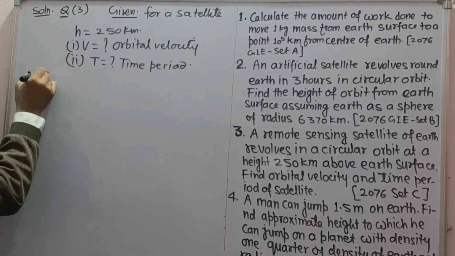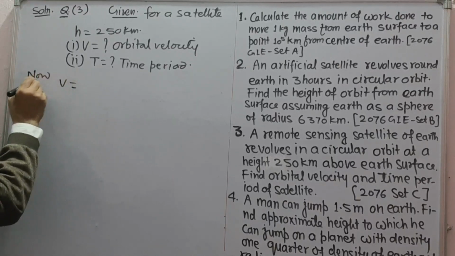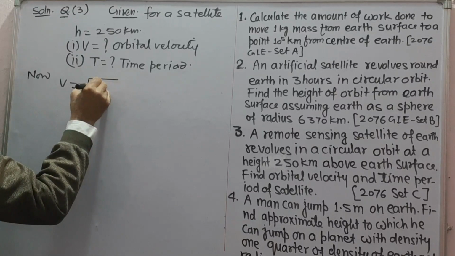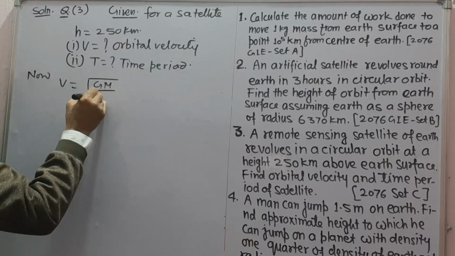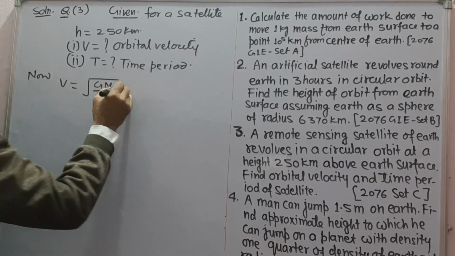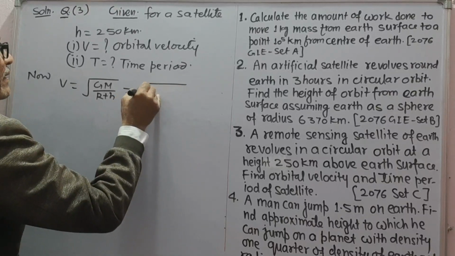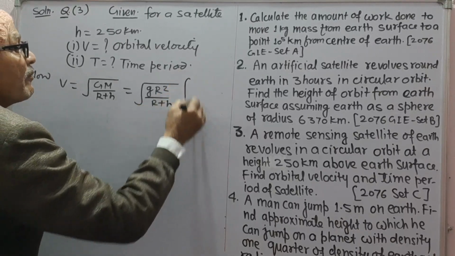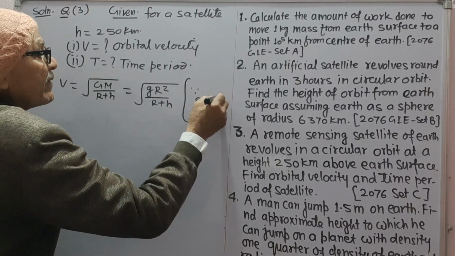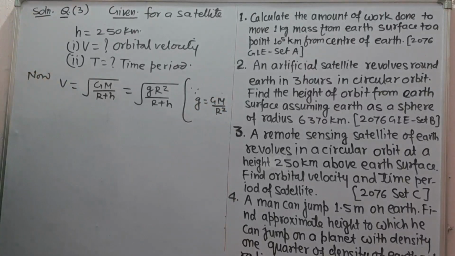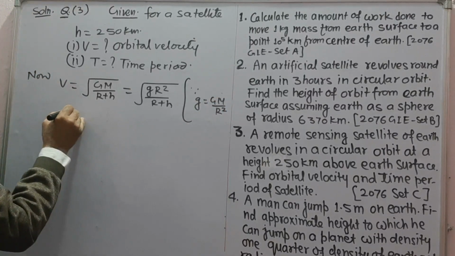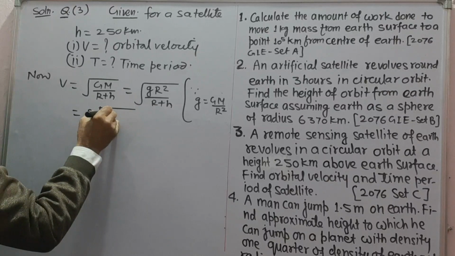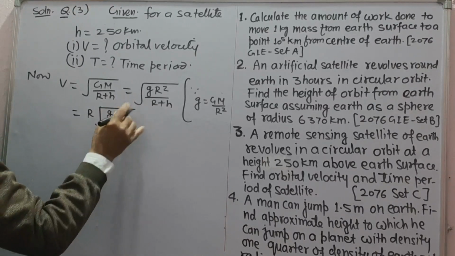Now orbital velocity of satellite is given by under root GM upon r plus h. It can be written as under root g R square upon r plus h, because small g is equal to GM upon R square on Earth's surface. So it can be written as R times under root small g upon r plus h.